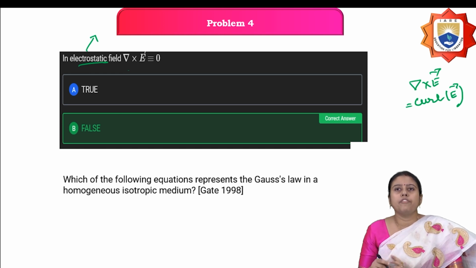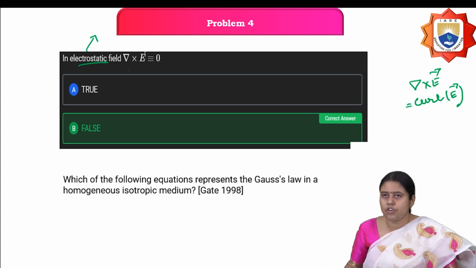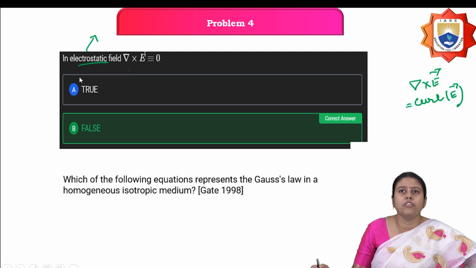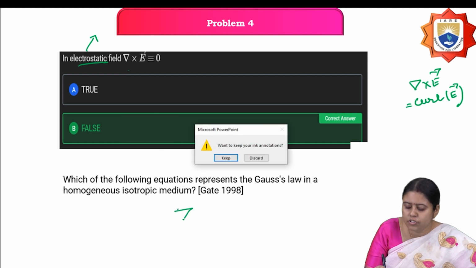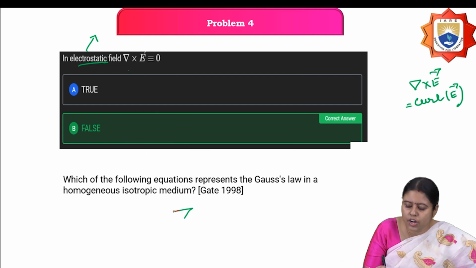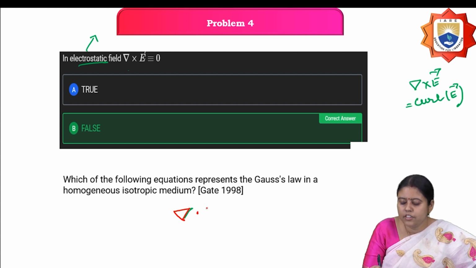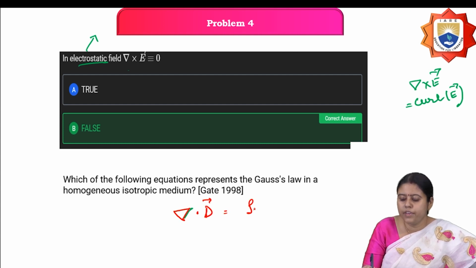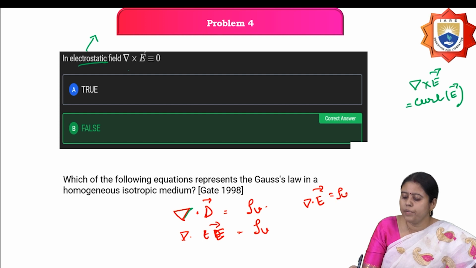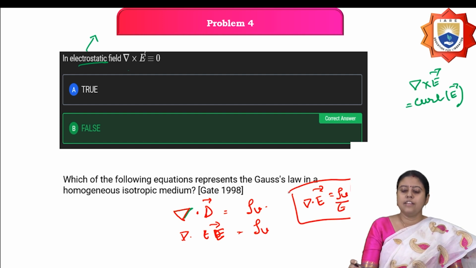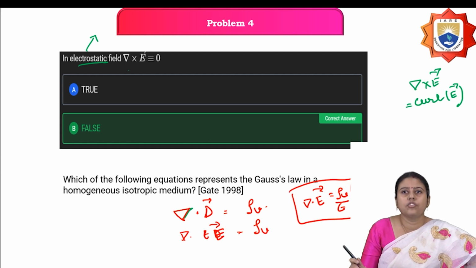Next question. Which of the following equations represents the Gauss law in the homogeneous isotropic medium? This is a very easy question. This is nothing but the Gauss law. We know grad dot D is equal to rho V, or we can write grad dot epsilon E is equal to rho V, and grad dot E is equal to rho V by epsilon. So this equation represents the Gauss law for a homogeneous isotropic medium.